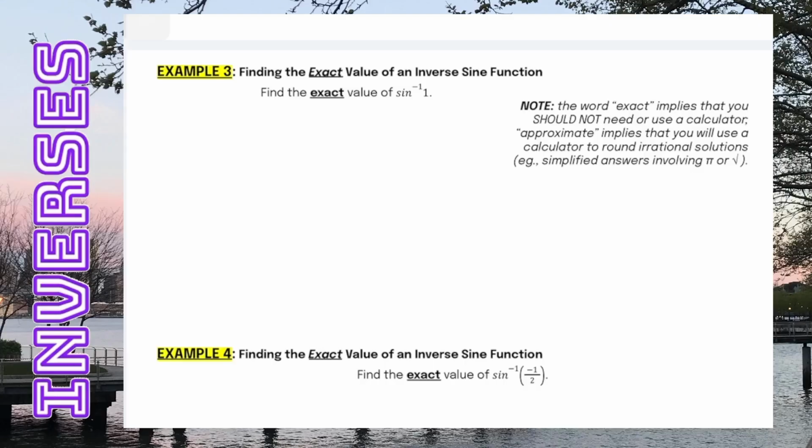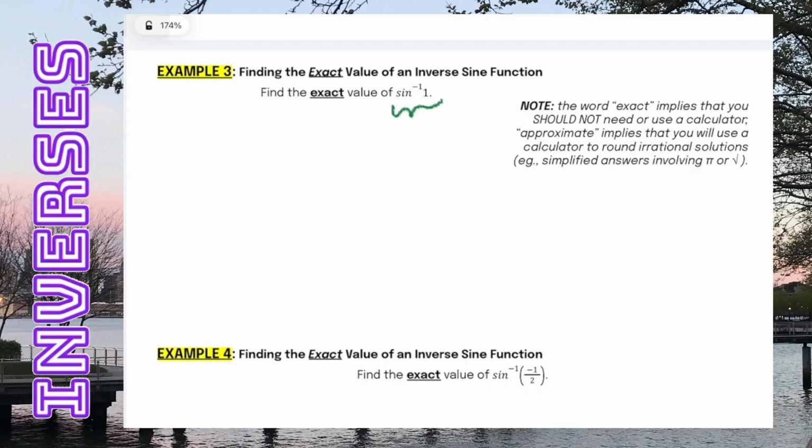So starting off with these examples, finding an exact value. One thing I put in this note on the side is that when the directions are asking you for an exact value, that indicates that you are finding this answer without the assistance of a calculator. When the directions use the word approximate, that indicates that you will use a calculator, even though to some people it feels a little bit backwards.